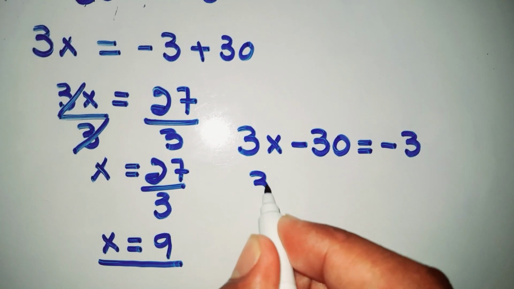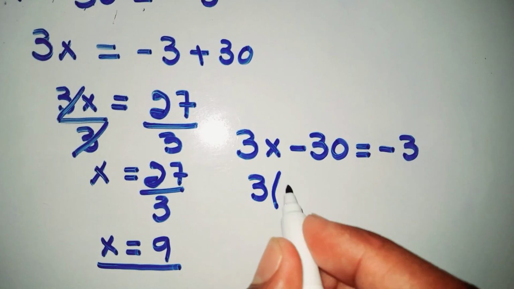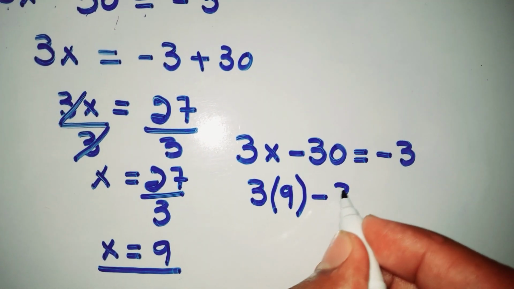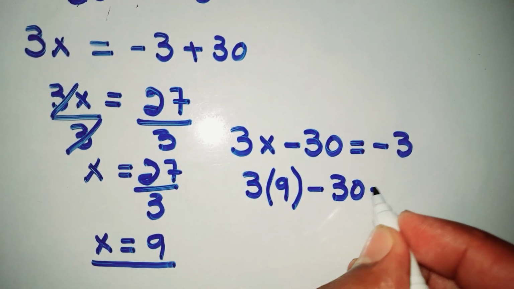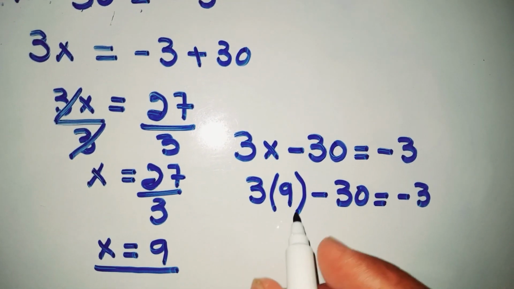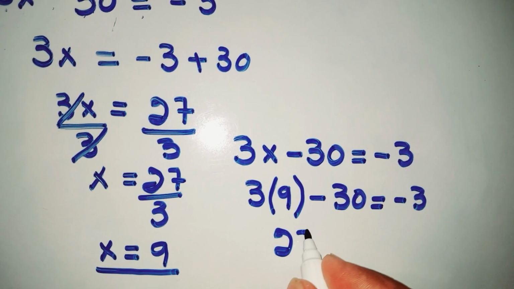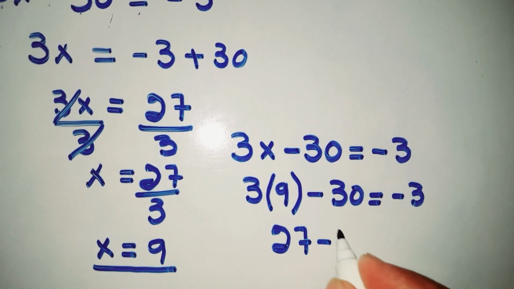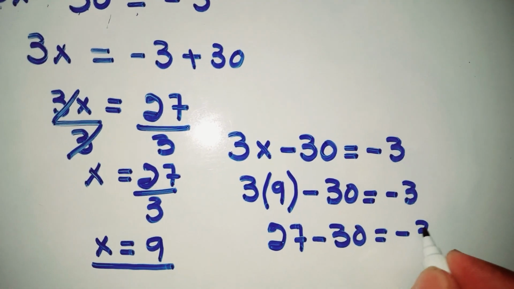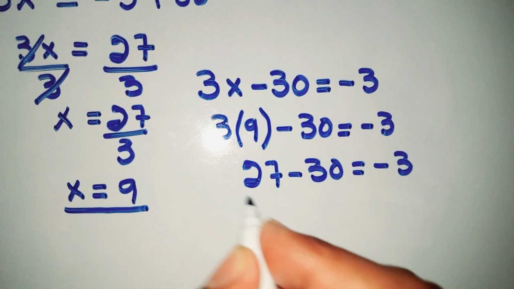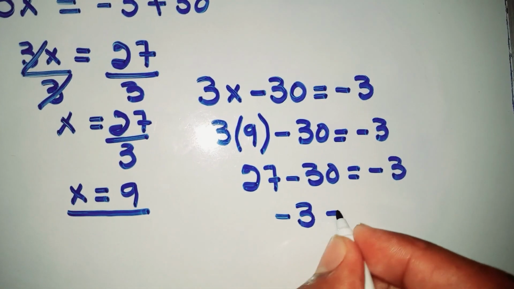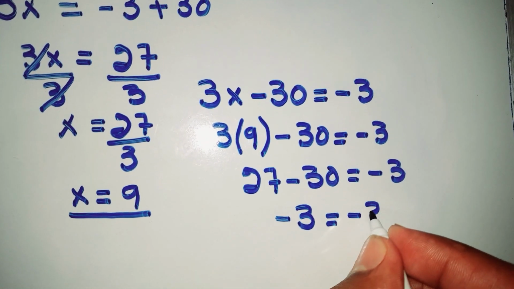So we write here 3. We write 9 instead of x. Then minus 30 is equal to minus 3. So now 9 times 3 is 27. We write here 27 minus 30 is equal to minus 3. So now 27 minus 30 is equal to minus 3.